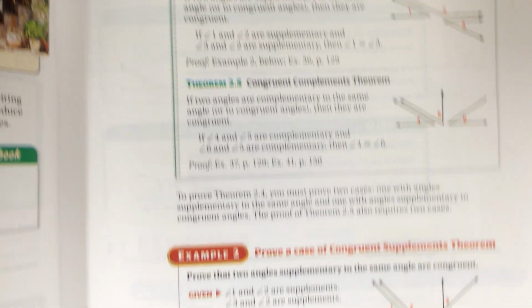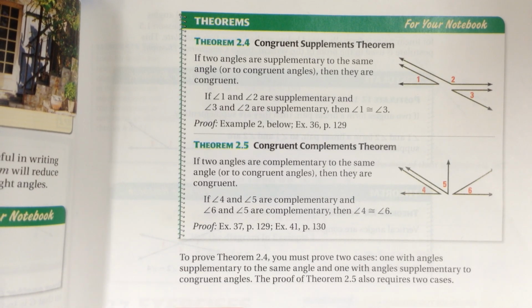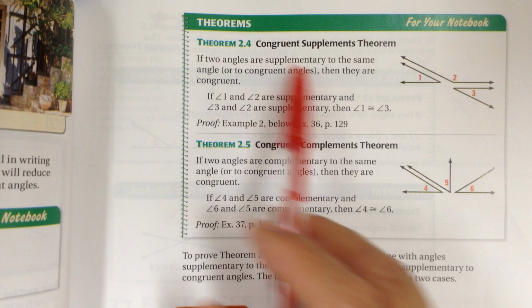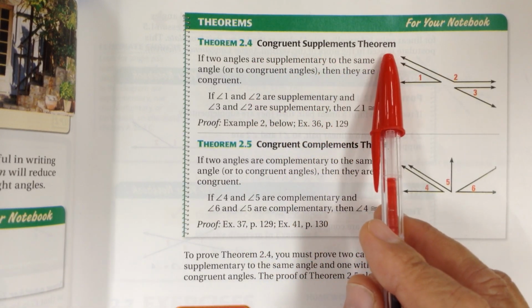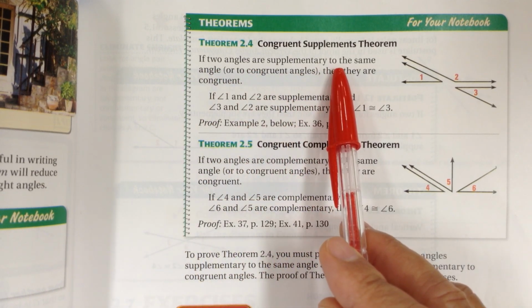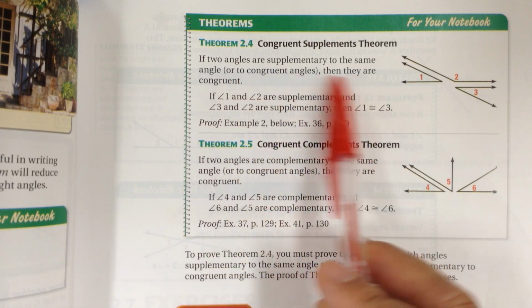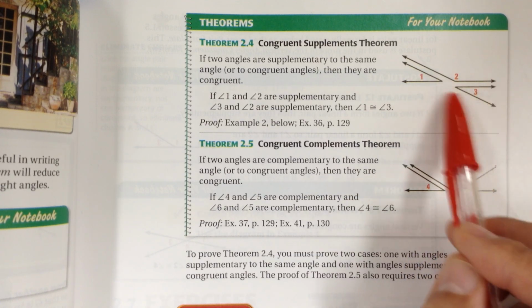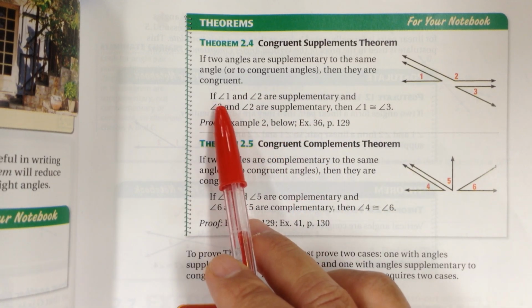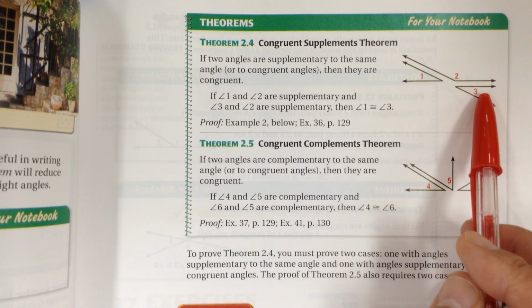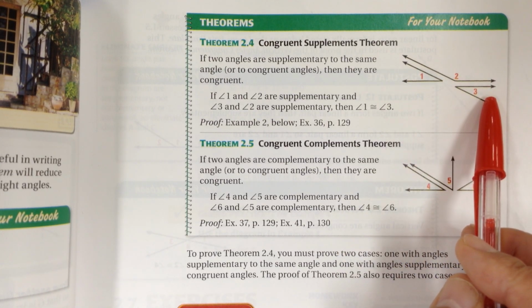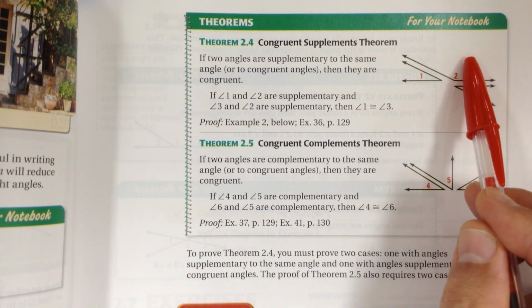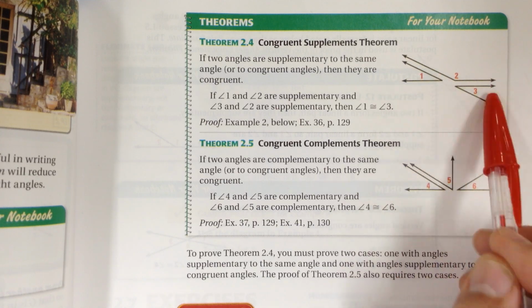Now let's go to more theorems, on page 125. Here are more theorems for your notebook. Theorem 2.4 is the congruent supplements theorem. It says if two angles are supplementary to the same angle or to congruent angles, then they are congruent. So if angle 1 and angle 2 are supplementary, and angle 3 and angle 2 are supplementary, then angle 1 and angle 3 are congruent. In other words, if they are supplementary to the same angle, then they are congruent.